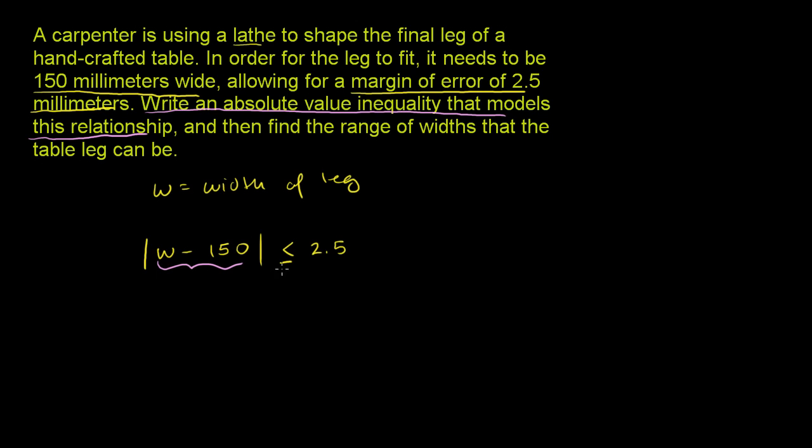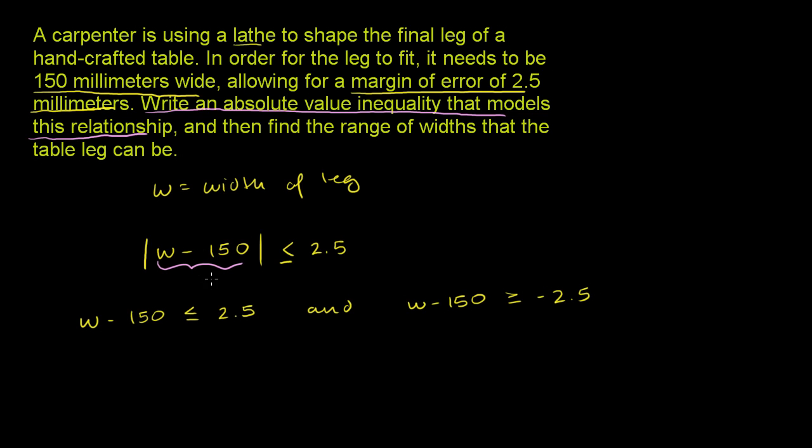Now, we've seen examples of solving this before. This means that this thing has to be both less than 2.5 and greater than negative 2.5. So let me write this down. So this means that W minus 150 has to be less than 2.5, and W minus 150 has to be greater than or equal to negative 2.5.